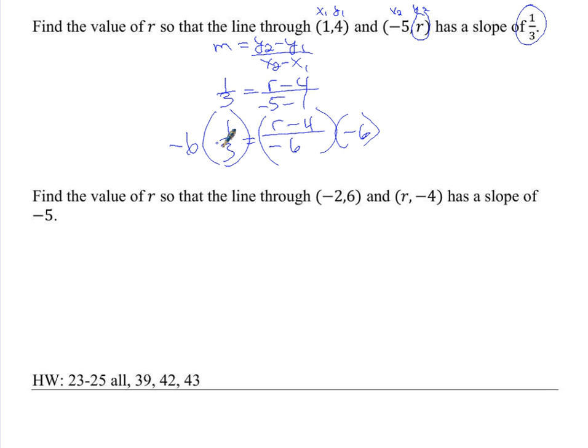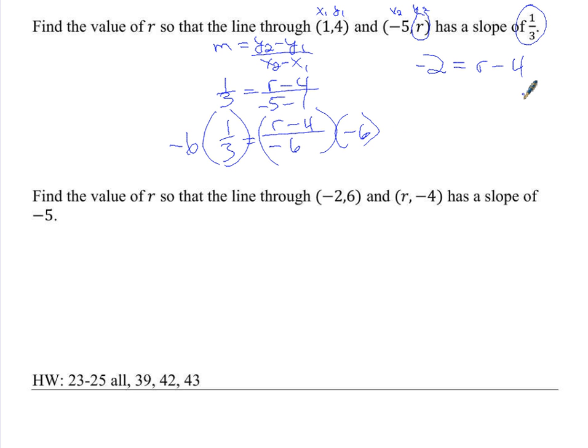What's -6 times 1/3? It's negative still, 6/3, which reduces to -2. So I don't have any room, I'll go up here. -2 equals, what happens here? These two guys right here are gone, and I'm just left with the r minus 4. That was the whole point of multiplying by that denominator. It disappears. So you're left with r minus 4.